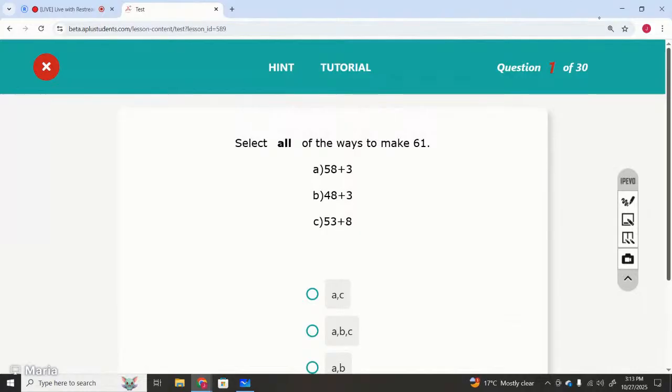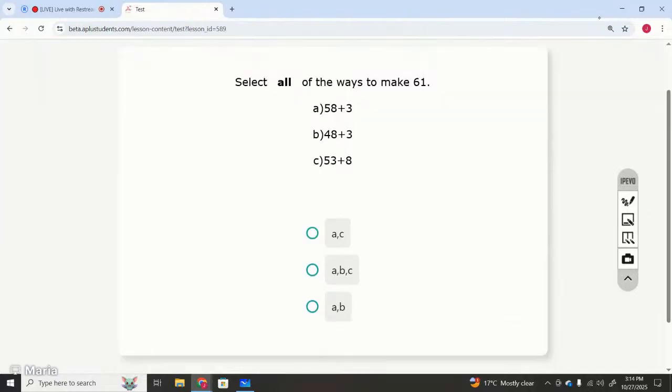Select all the ways to make 61. So we have to make 61. That's the one we just did. So we know that 58 plus 3 makes 61 and 53 plus 8. Options A and C are the correct options.